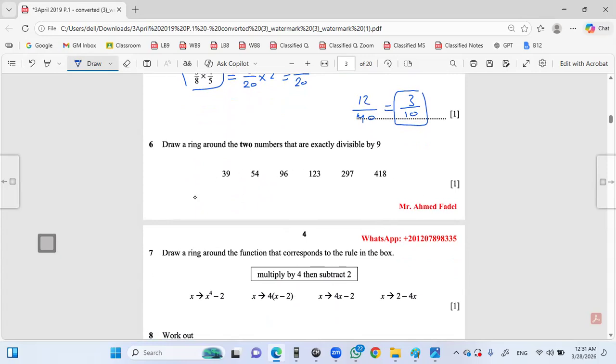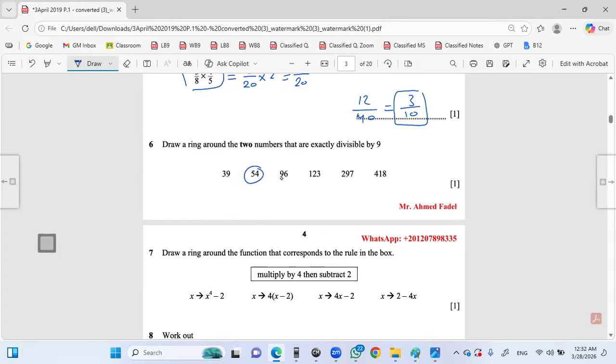You add all the digits up and you check if they are in table 9 or not. Like 3 plus 9. What's 3 plus 9? 3 plus 9 is 12. No, 12 is not in table 9. I'm not going to take it. 5 plus 4, 9. Yes, 9 is in table 9.